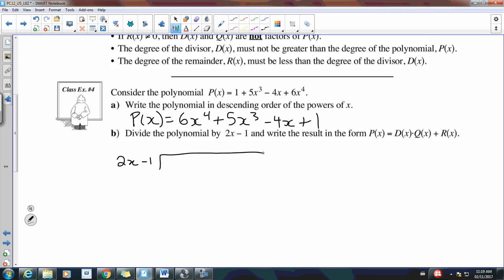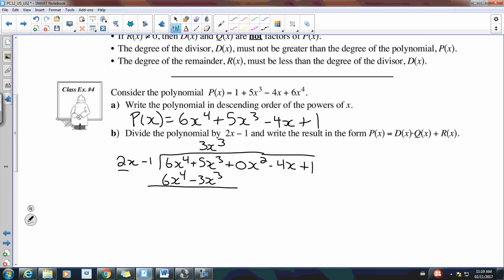So we're going to go 2x minus 1 divided by 6x to the 4 plus 5x cubed. I'm going to add in an x squared term of 0x squared minus 4x plus 1. Now, what times 2x gives us 6x to the 4? That would be 3x cubed. So I'm going to line up my x cubes, and now I'm going to multiply. 3x cubed times 2x is 6x to the 4. 3x cubed times minus 1 is minus 3x cubed, and we're going to subtract. The 6x to the 4's cancel out. They make 0. So this leaves us with 8x cubed.